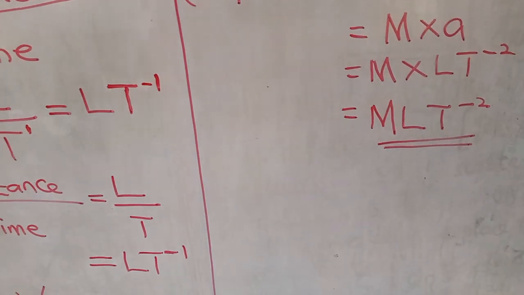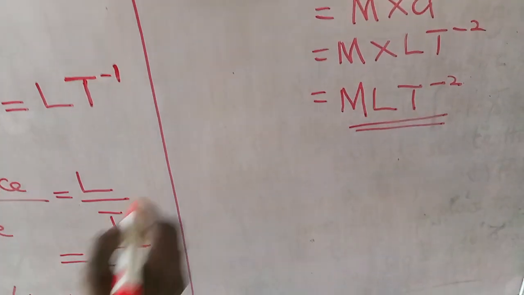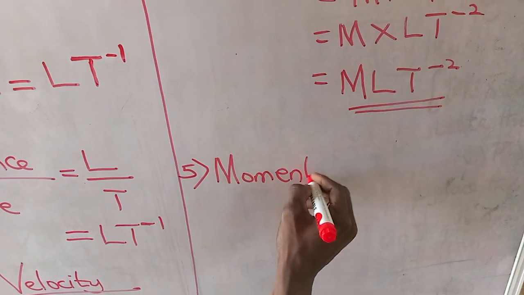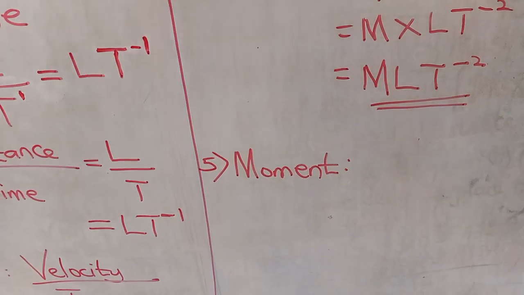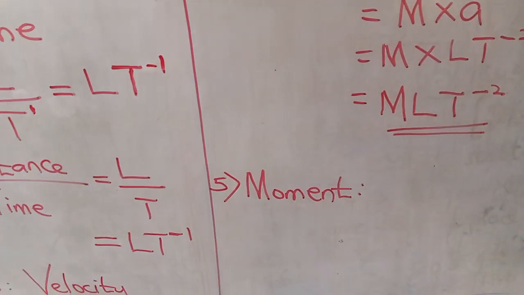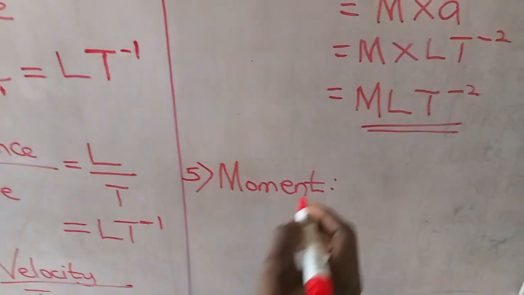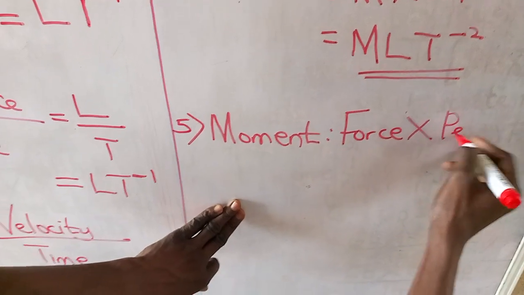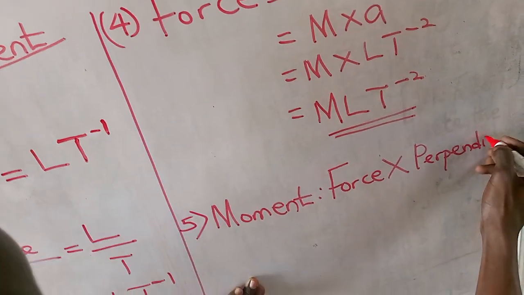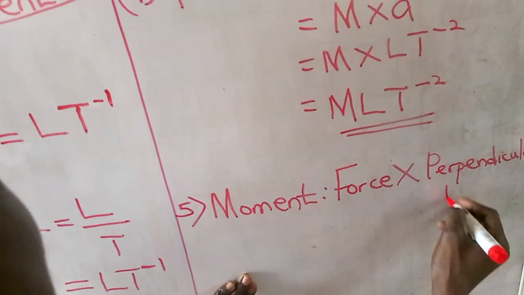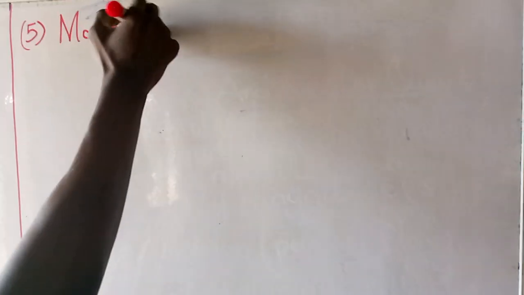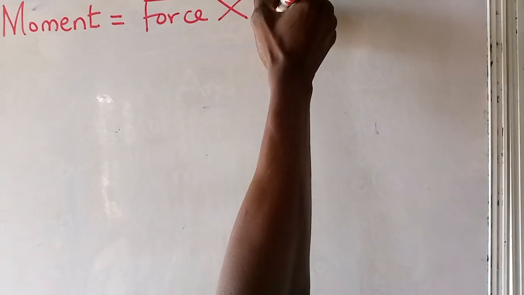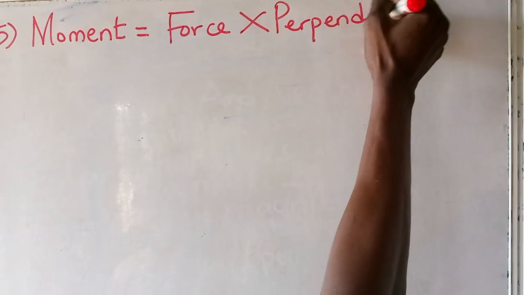The fifth one, moment. Let's consider moments. What is moment? Now, for you to be able to get the dimensionality of a quantity, you must be able to define that quantity. Moment is force times perpendicular distance. Force multiplied by perpendicular distance.